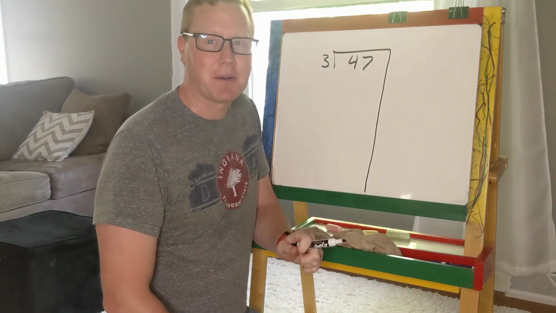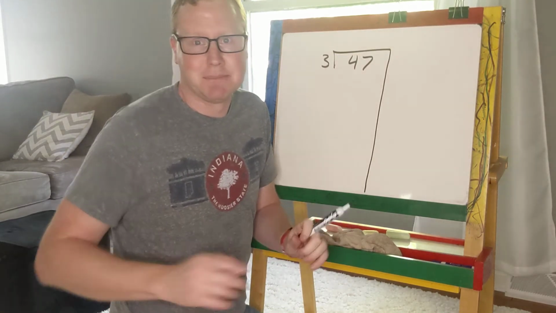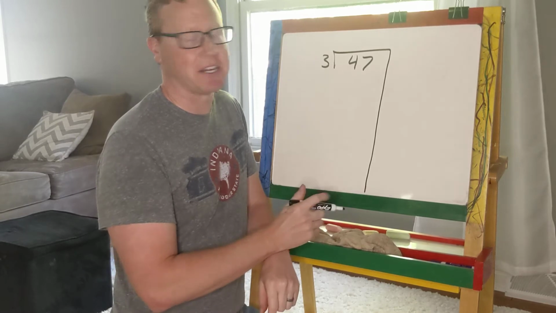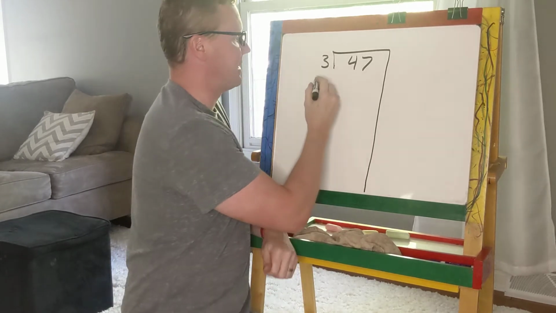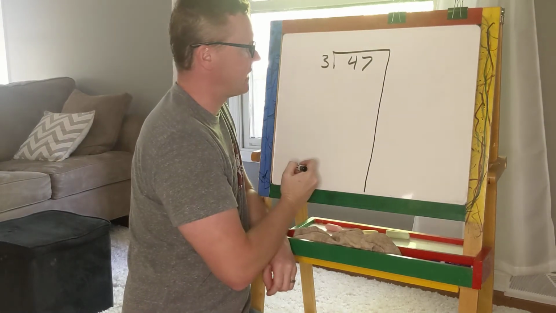All right, welcome back. Hopefully you had success. If you didn't, that's okay because you haven't learned it yet. So let's do this one together. We're going to use our big 7 method. We have to get, how many times does 3 go into 47?